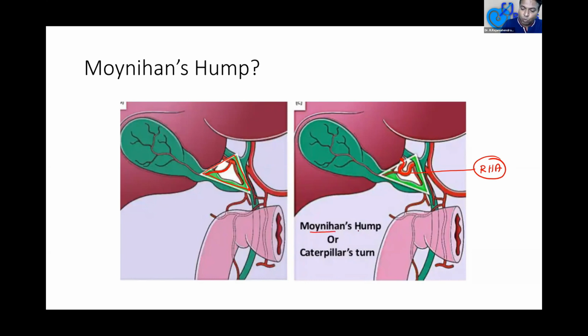That is known as Moynihan's hump or caterpillar's turn. This is a very important anomaly. We again have a misperception. Again, the problem in laparoscopy is that most injuries are due to misperception.